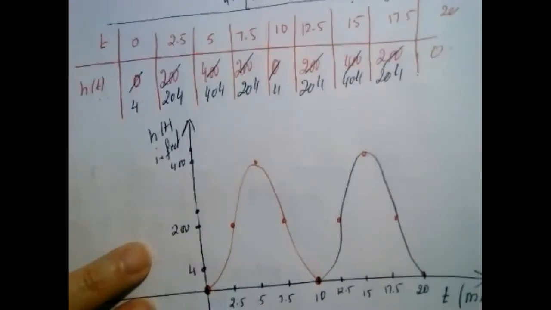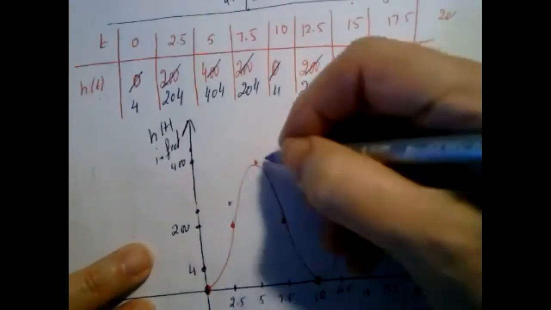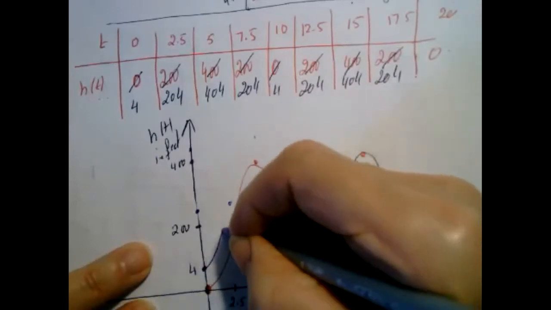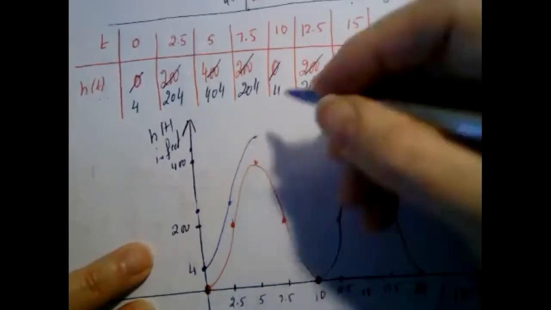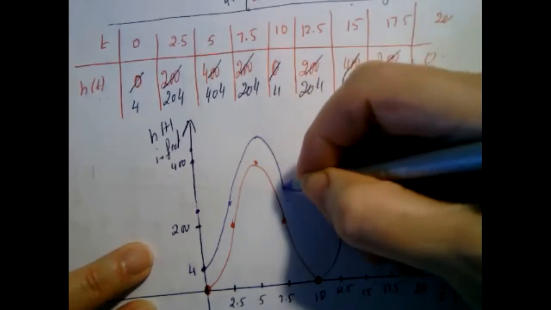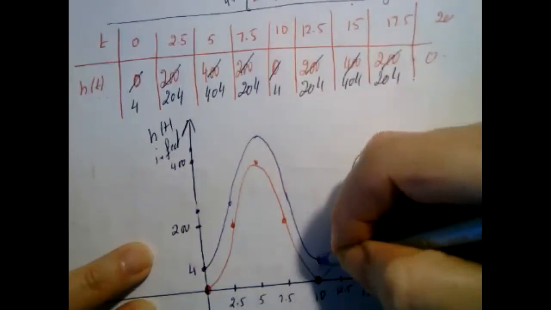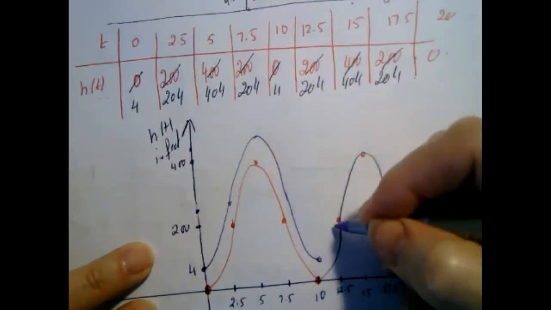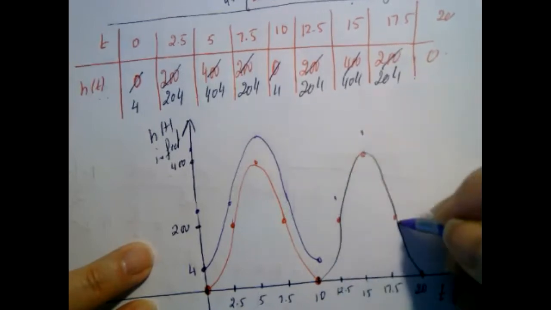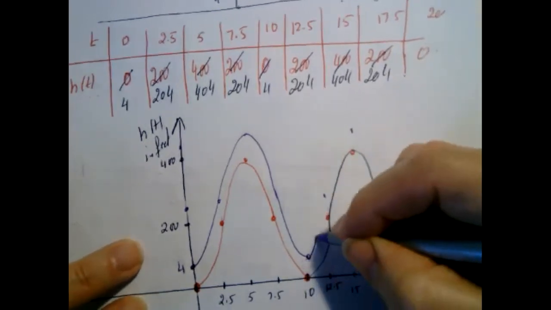Yeah, shifted up by 4 units. So this will go here. This one will go here. The graph is going to all the way be shifted up by 4 units, which makes sense. So that will be my graph, shifted up, shifted up, shifted up. That will be the difference.